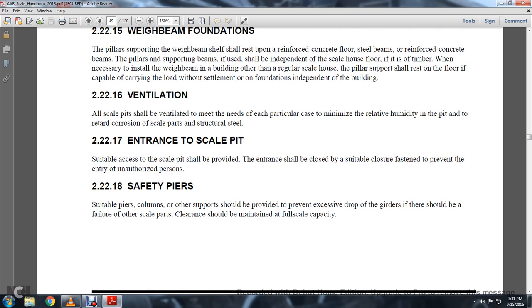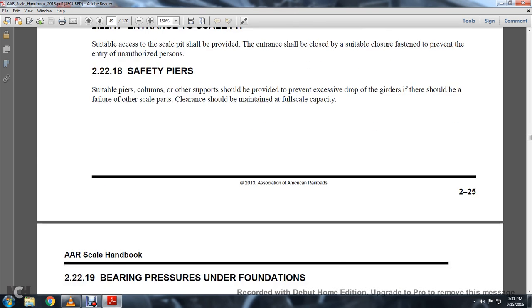222.18 Safety piers. Suitable piers, columns, or other supports shall be provided to prevent excessive drop of the girders. There should be no failure of other scale parts. Clearance should be maintained at full scale capacity.